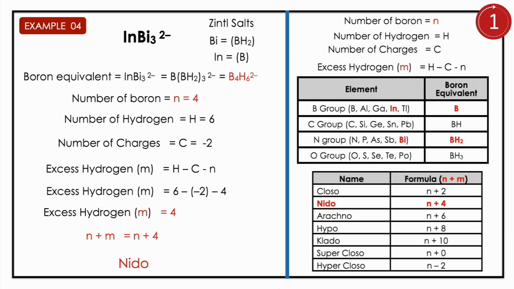M equals 4 means N plus 4 system. N plus 4 system has Nido structure. So according to Wade's rule, InBi3 2-, the Zintl salt, has the Nido structure.